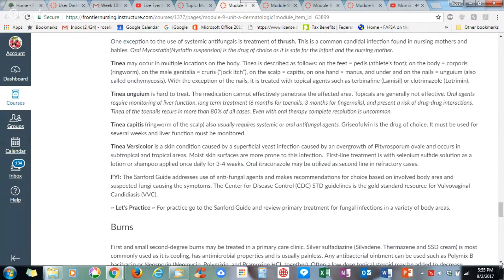Tinea is described as follows: on the feet, tinea pedis, athlete's foot; on the body, tinea corporis, ringworm; on the male genitalia, tinea cruris or jock itch; on the scalp, tinea capitis; on the hand, tinea manus; and under the nails, tinea unguium, also called onychomycosis. With the exception of the nails, it is treated with topical agents such as terbinafine, Lamisil, or clotrimazole, which is Lotrimin.